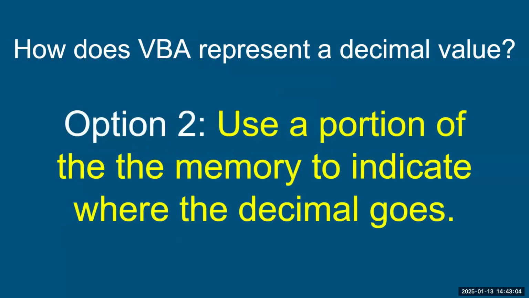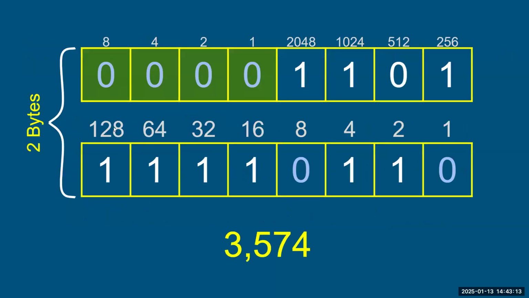The other option to represent a decimal value is to use a portion of the memory to just say where the decimal goes. So instead of doing the divide by 10,000, you take the first 4 bits and say, okay, here's the actual number after this first 4. And this first 4 bits says where the decimal is. This is 1 decimal place over, right? This is 2 decimal places over. Take the same number value here and just move the decimal over 2 places.